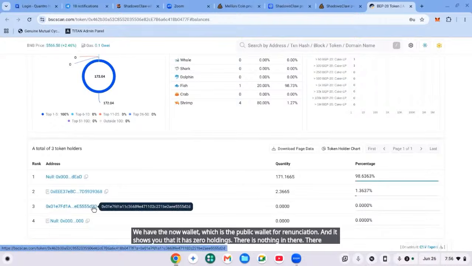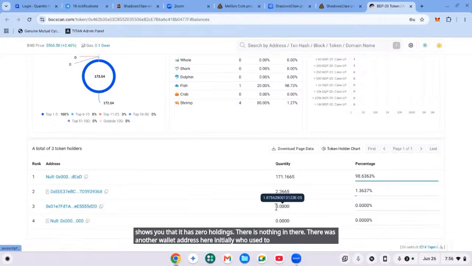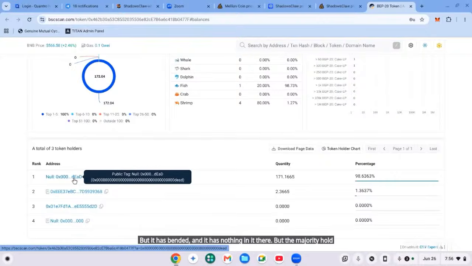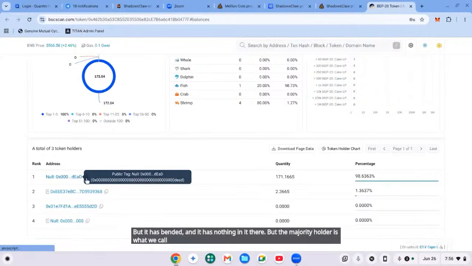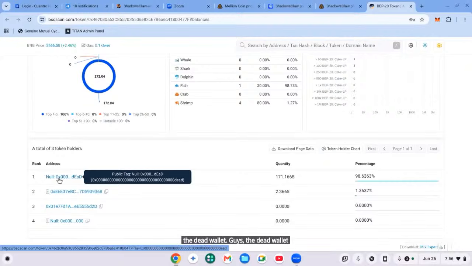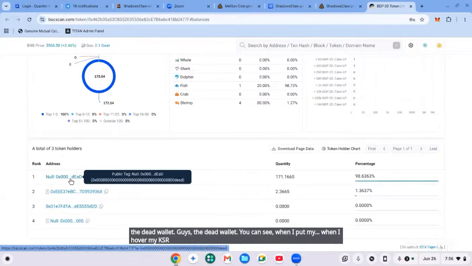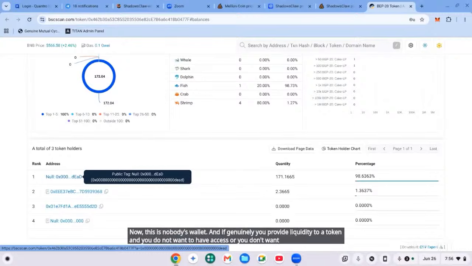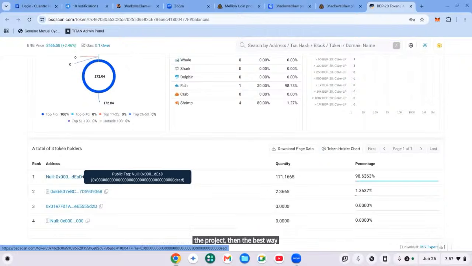There was another wallet address here initially who used to hold it, but it has burned it and has nothing in it. But the majority holder is what we call the dead wallet, guys. You can see when I hover my cursor on it, the wallet address is 0x000000 dead. Now this is nobody's wallet. If you genuinely provide liquidity to a token and you do not want to have access, you don't want to have any form of control over the money backing the token, the project, then the best way is to burn the keys.